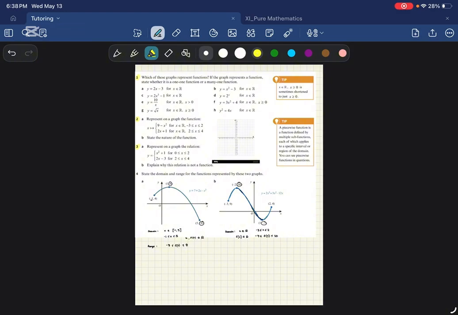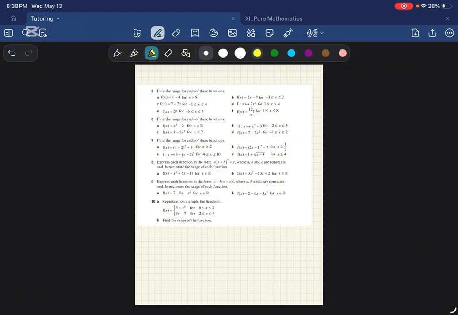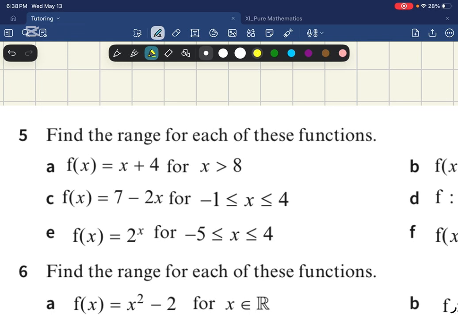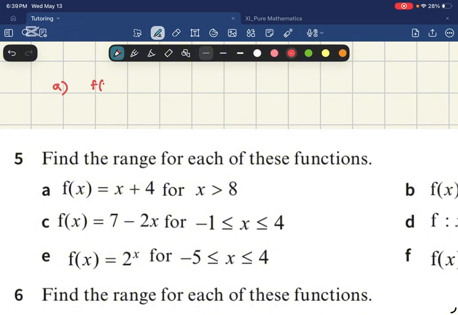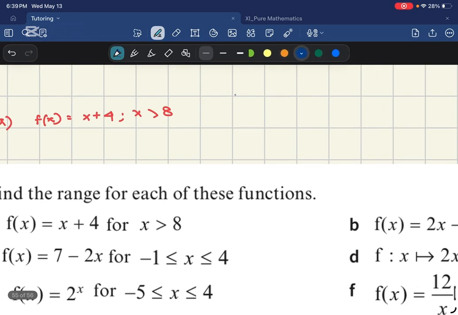All right. And that is it for question 4. Let's move on. Question 5. Find the range of each of the following functions. So 5a, let me write the function down. f of x is equal to x plus 4 for x bigger than 8. So let's try to visualize the curve.